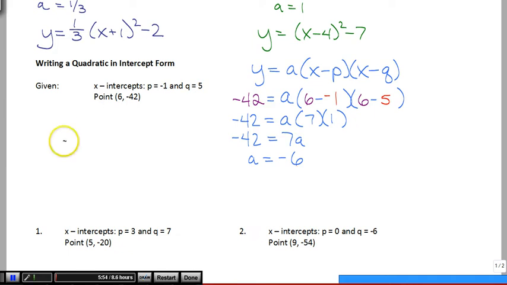So your final answer is y is equal to -6 times x plus 1 times x minus 5, because your final answer needs to have the intercepts in there. And remember, it's minus the intercepts, so the minus the -1 turns into +1, and then obviously we have our -5, and you have our a. So that's it. That's how you do it when you are looking to write one in intercept form.